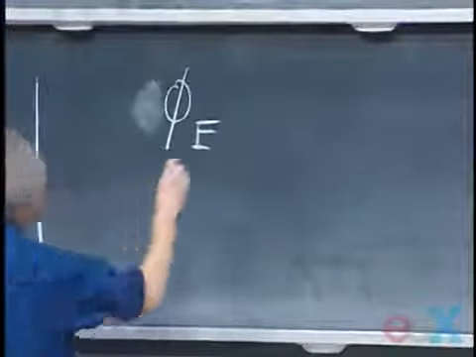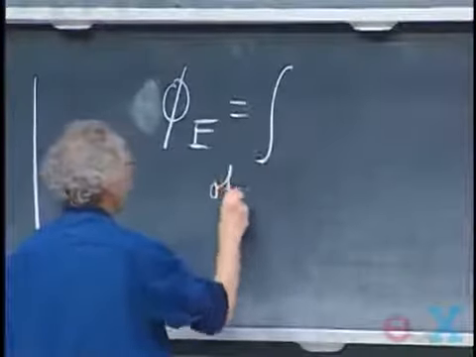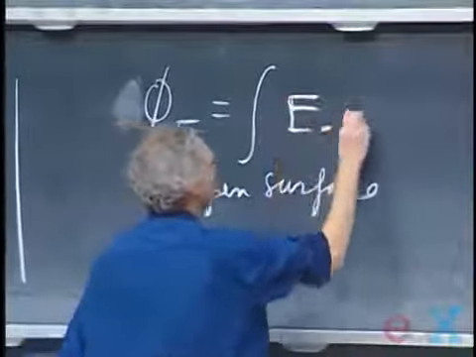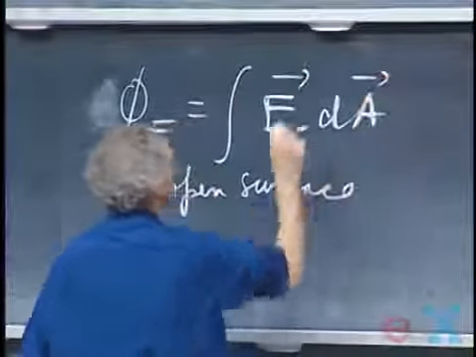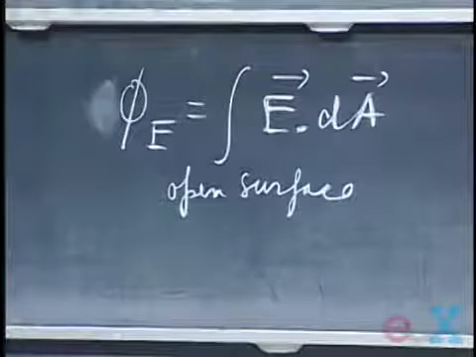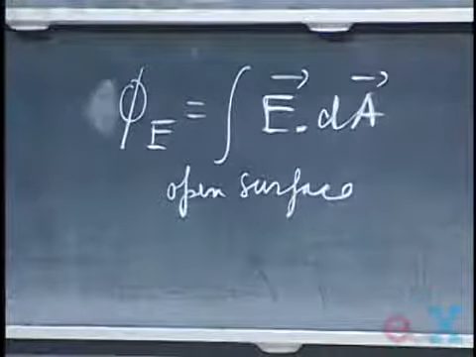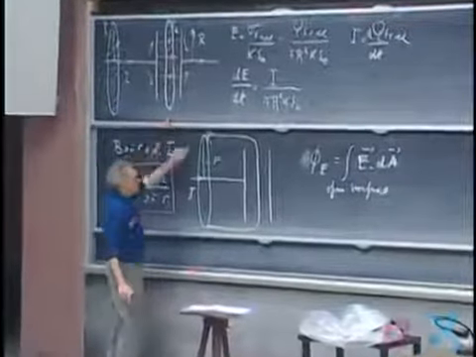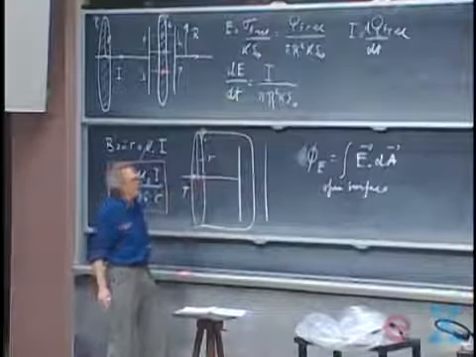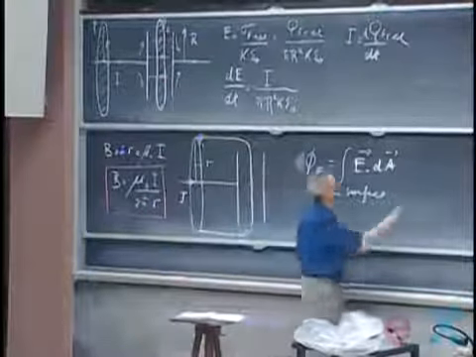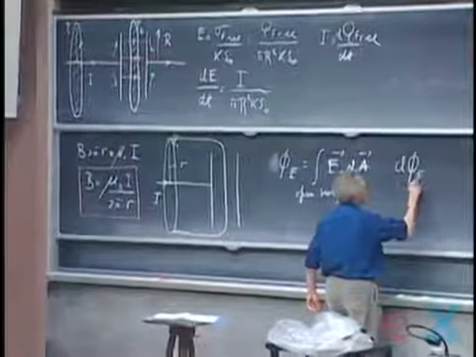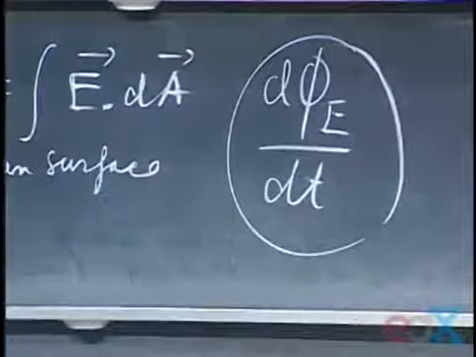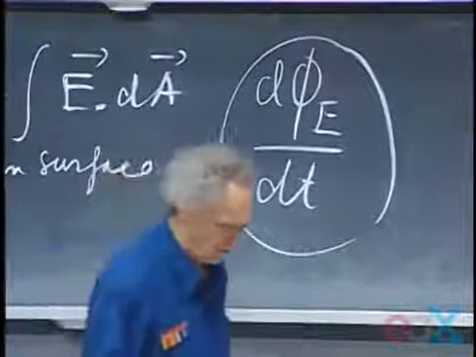Phi of E is the integral, in this case over an open surface, of E dot dA. That is an electric flux. With Gauss' law that you see on the blackboard there, we had a closed surface. I'm talking now about an open surface. That is an open surface. This is an open surface, and this is an open surface. And so Maxwell suggested that we have to add a term which contains the derivative of the electric flux.